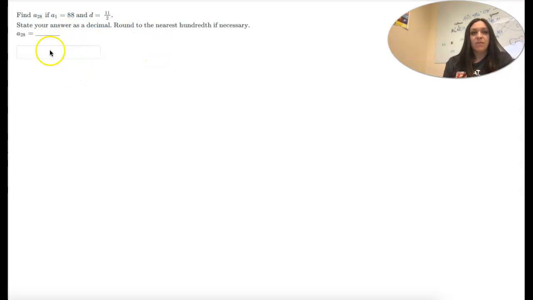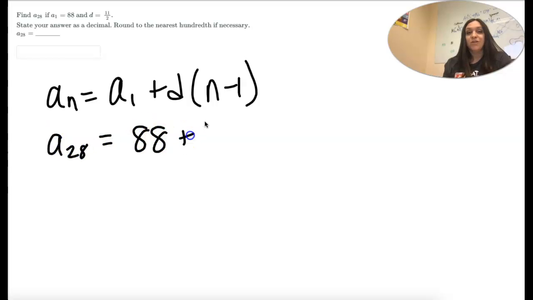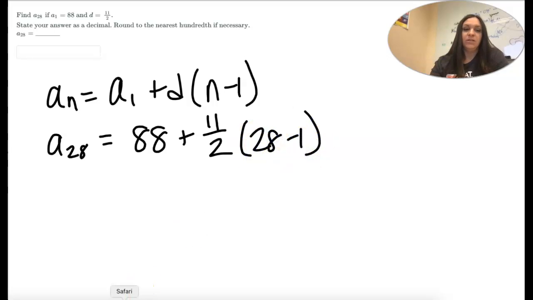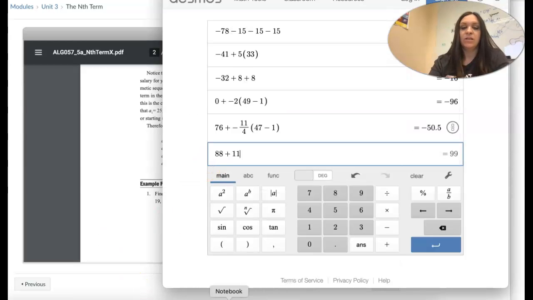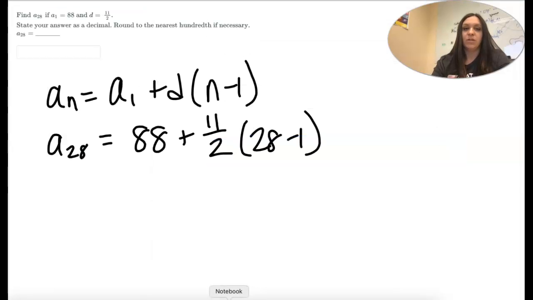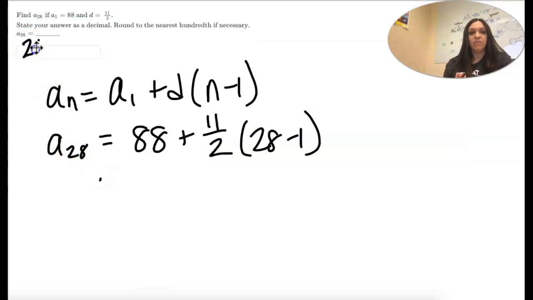And this is the same thing. Here's our formula. We know we want the 28th term. We know the first term. We know the difference. And then n minus 1. So 88 plus 11 halves times 28 minus 1. 236.5.